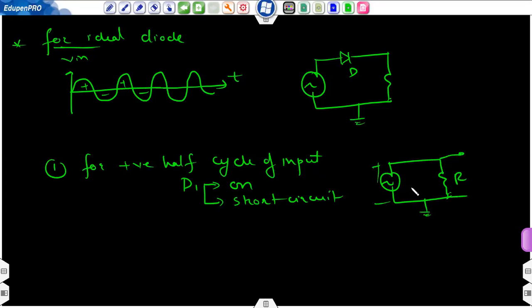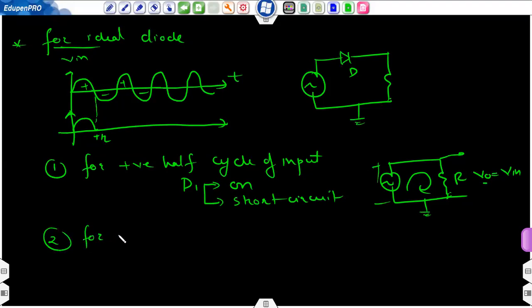By simply applying KVL, you can say that V0 will be equal to Vin. Exactly, V0 is exactly equal to Vin. All the voltage variation will fall across this resistance R. Let's say this is V0. Parallel to Vin, I am drawing the output waveform V0. So this is the positive half, so V0 is exactly equal to Vin. This is the case for 0 to T by 2.